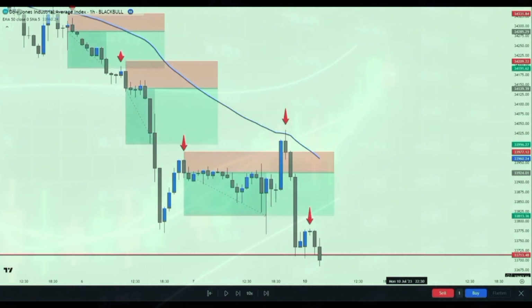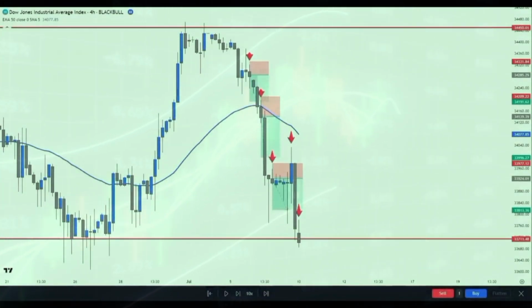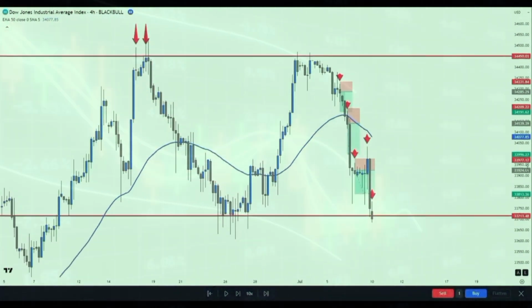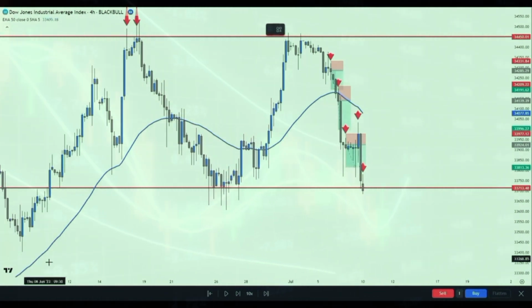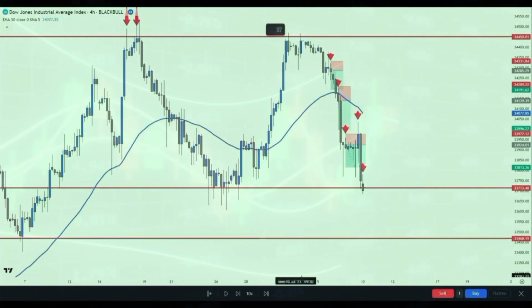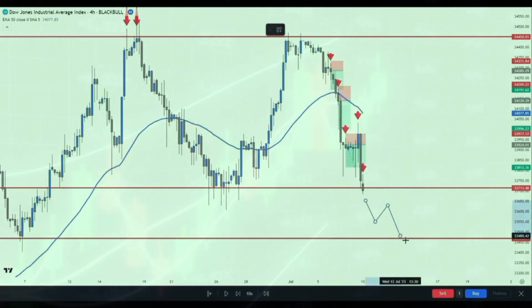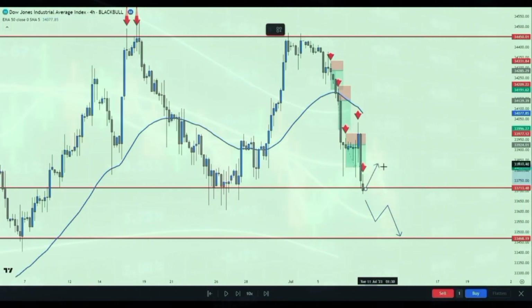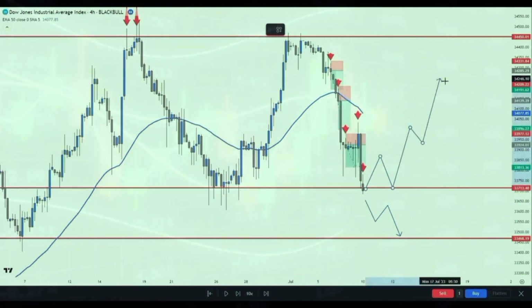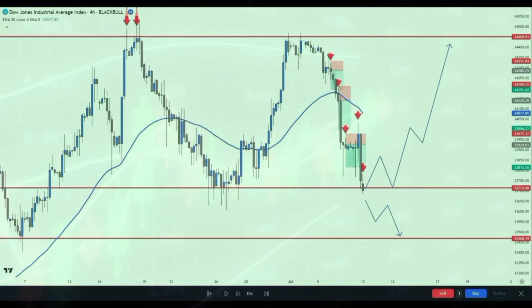So let's check the 4 hours chart one more time. Now here we can see that the price is in this strong demand area. So here are the high probability scenarios. If the price manages to break this level to the downside, we can expect the price to fall to the next support area here. But if the price gets back within the range, we can expect the price to rise. And our long-term target will be this key area.